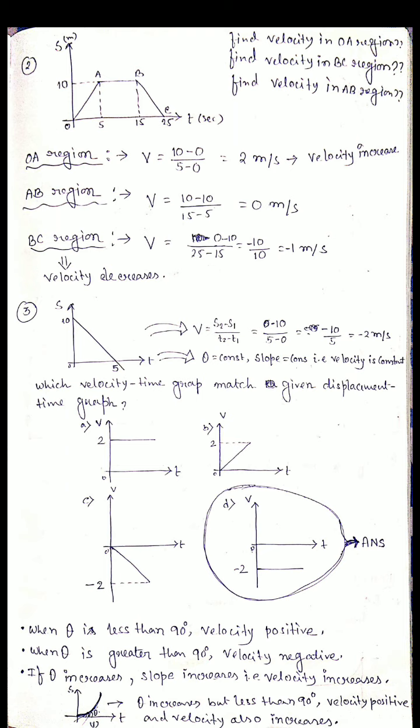So when theta is less than 90 degree, velocity is positive. When theta is greater than 90 degree, velocity is negative. And if theta increases, slope also increases, that is, we can say that velocity also increases.